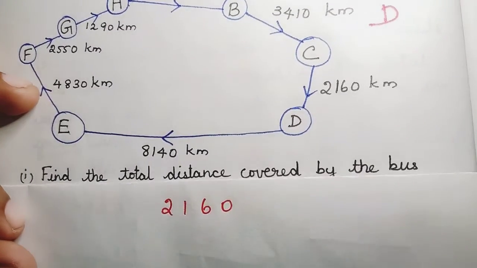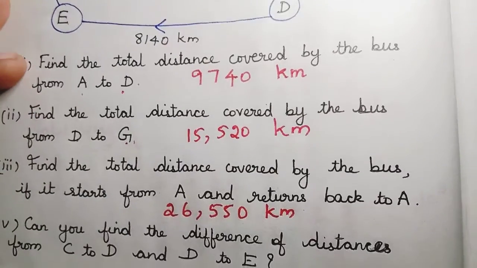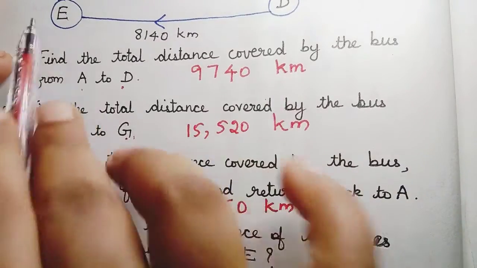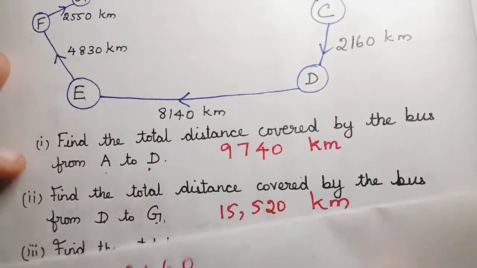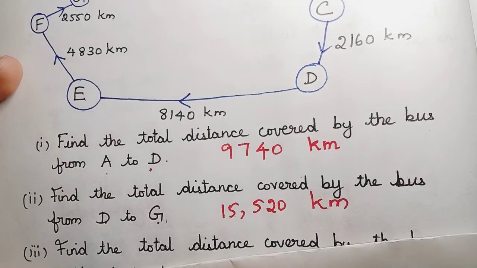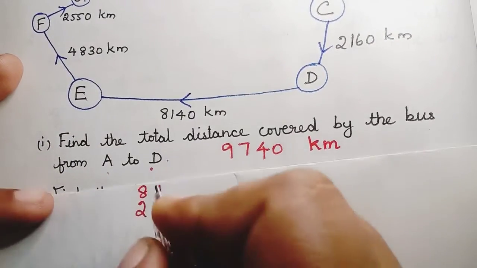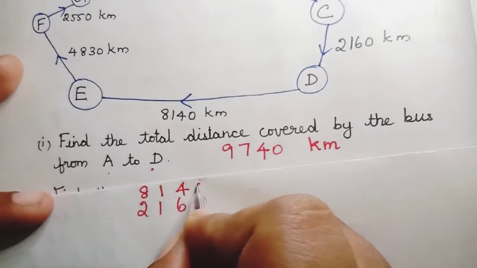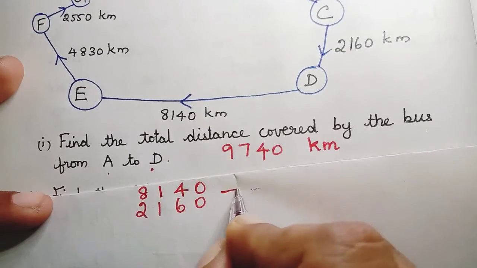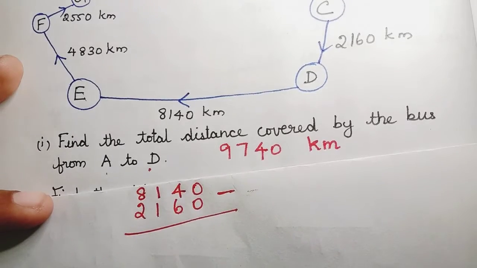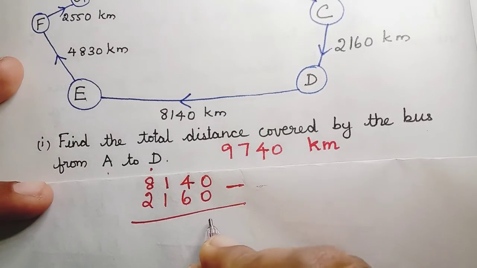2160. And what is the distance from D to E? D to E is 8140. Okay, you are asked to find out the difference between both the distances. So when you subtract both, you will get the answer.